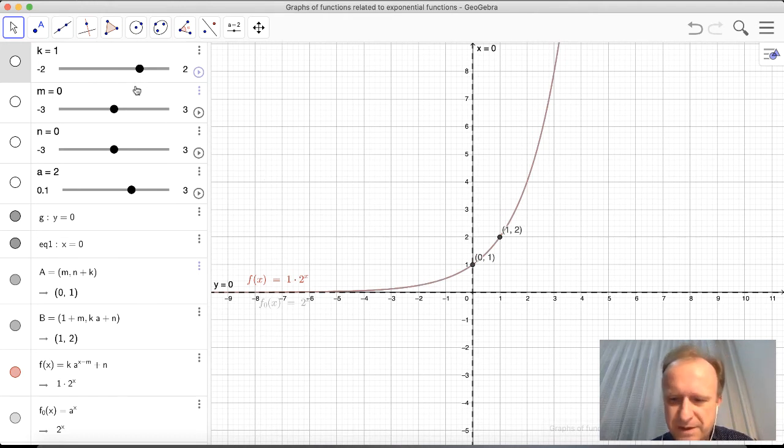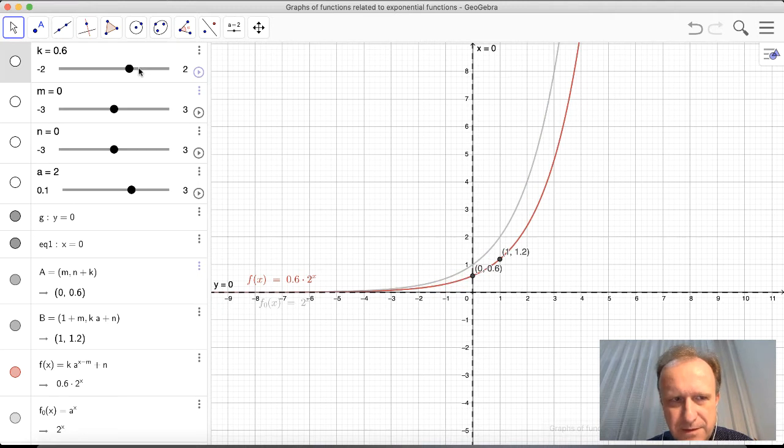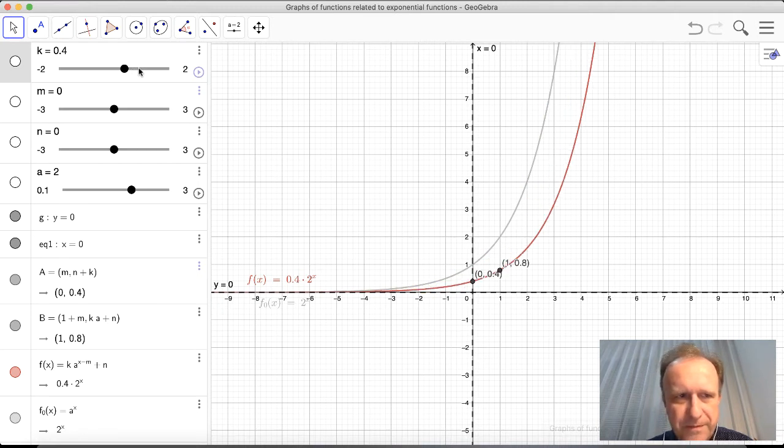Now, what happens if I decrease the value of k from the number of 1? So let me take k equal to, say, 0.4. You can see it yourself. It's now 0.4. So what happened is that this point, 0, 1, on the original gray curve, moved to a new position here, which is 0 and 0.4. So it's at 40% of the distance from the x-axis as it was originally. Original distance was 1, now it's 0.4.